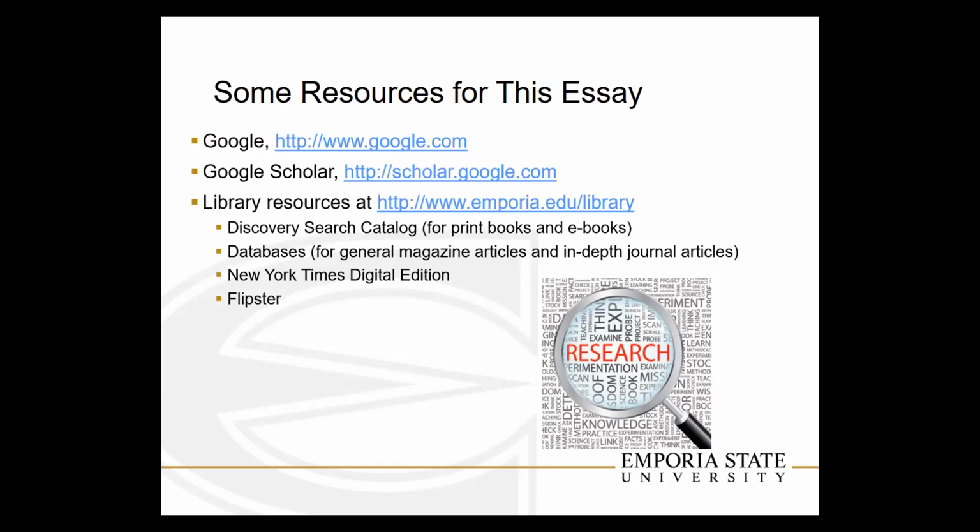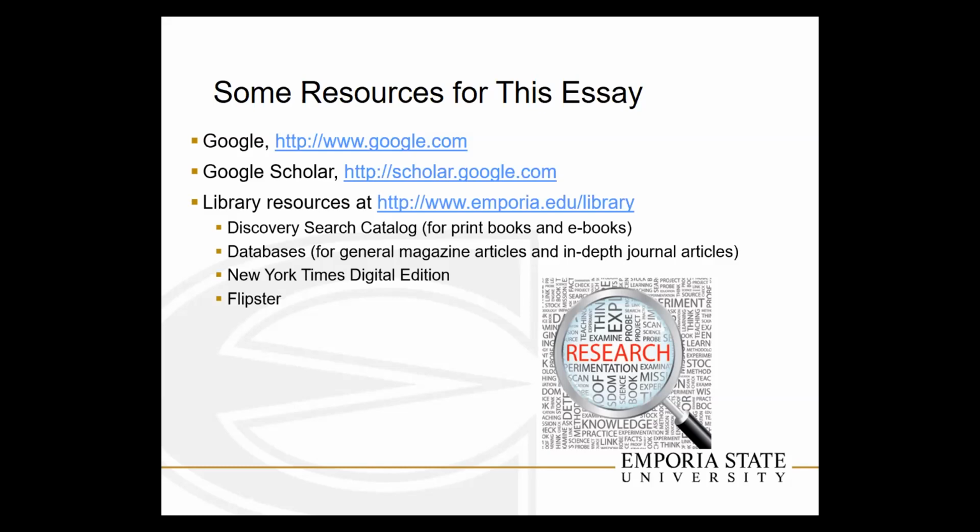We're also going to be looking at some library resources at our library's webpage at www.emporia.edu/library. Specifically, we're going to be looking at something called the Discovery Search Catalog, which is our library catalog to find both print books and a lot of electronic books or ebooks that you can read freely online.